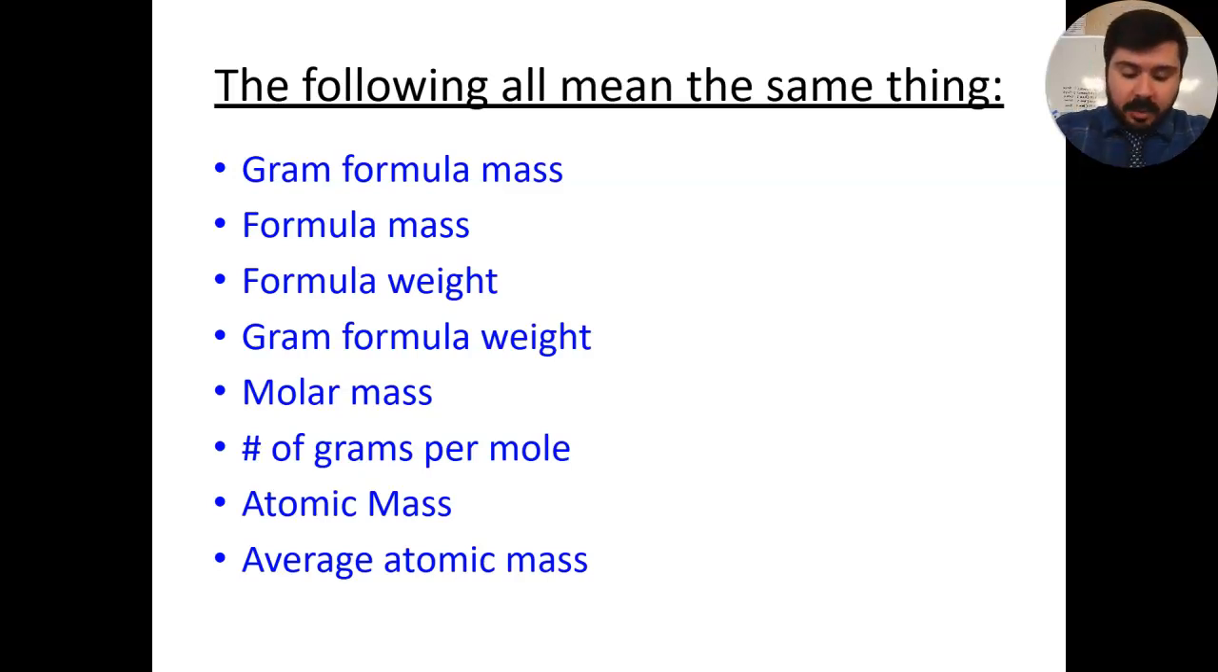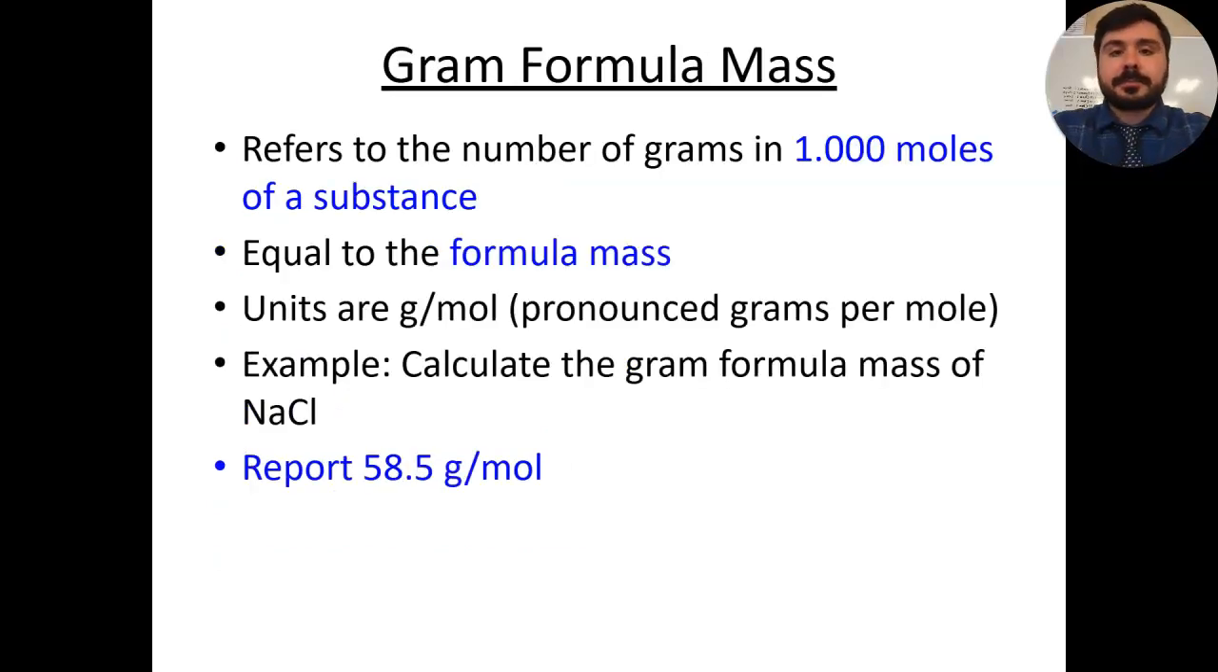They want you to look in the upper left-hand corner for the particular substance in question, whether it's carbon or hydrogen or lithium, whatever it may be. Now, this idea of gram formula mass, it refers to the number of grams of that substance in 1 mole of that substance. So it's equal to the formula mass. Okay, so the units for this concept of formula mass are going to be this grams per mole here, this g/mol. It's pronounced grams per mole.